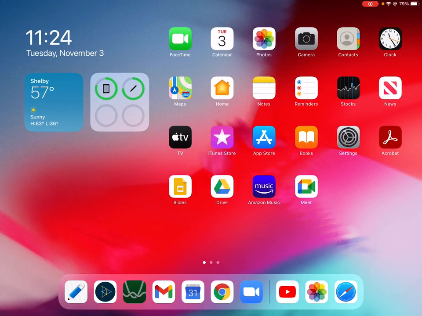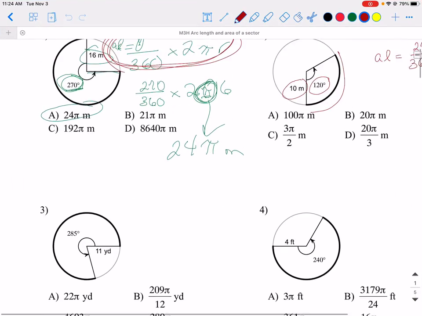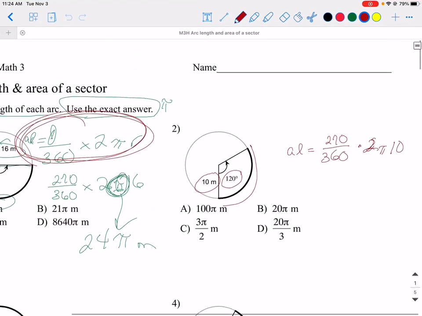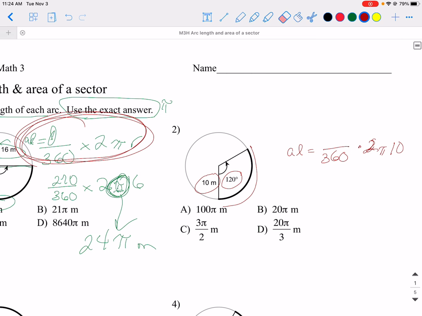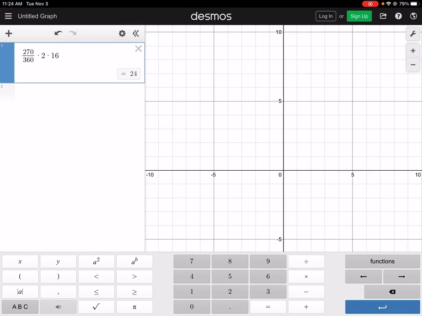I have to double check my work. I'm second guessing myself here. I know you guys never do that. Oops, it's 120. No wonder you're looking at me like, Miss Weatherall, what in the world are you doing? It's 120. I can read 120. So 120 goes up here. That's better. 120 divided by 360 times 2 times 10. So I'm going to change that value up here.